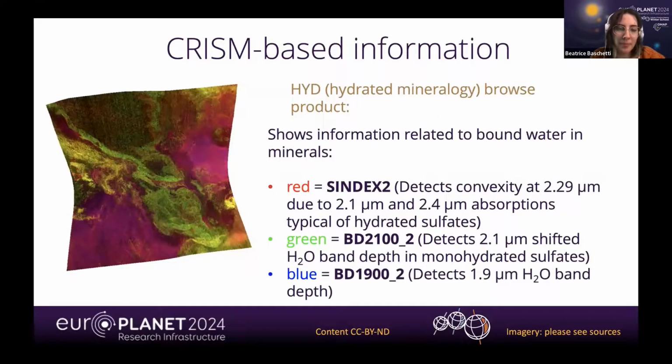Next slide. This is instead the most interesting one, the product that shows the hydrated mineralogy. Here in red, you have an index that detects some absorption typical of sulfates, while in green, you have an index that detects the H2O band depth in monohydrated sulfates, and in blue, sorry, you have the 1.9 micron H2O band depth. So next slide.